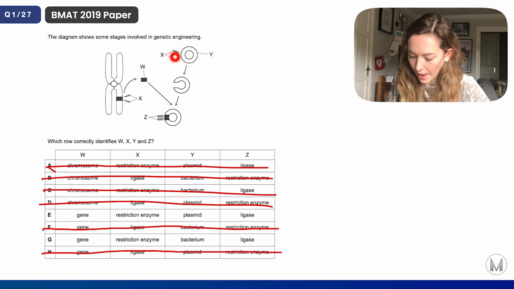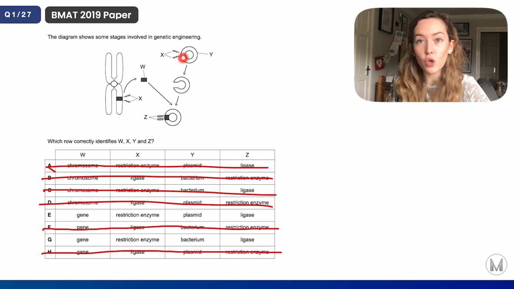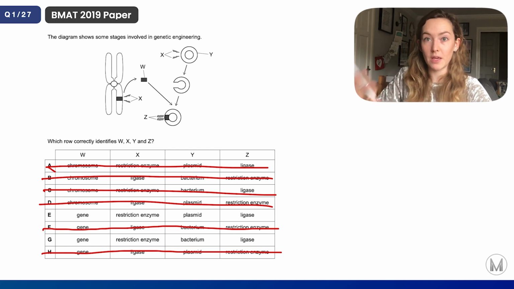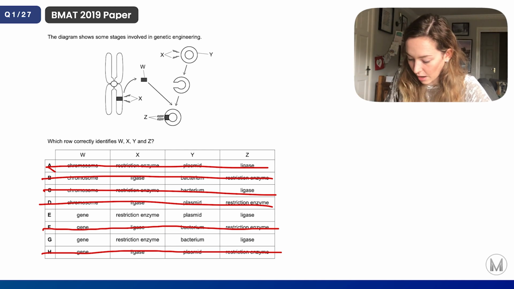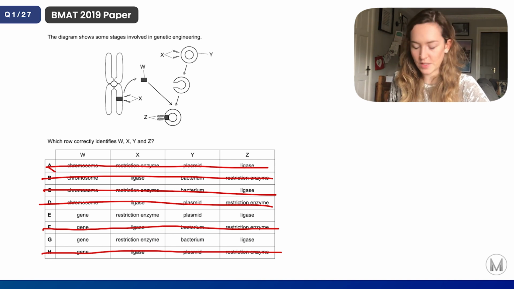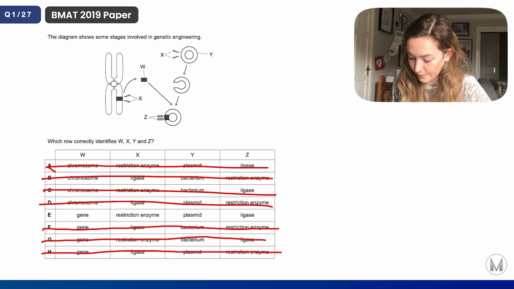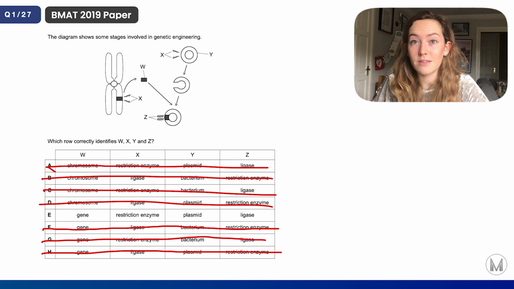So here with Y, I can see I've got a circular unit here. Now that is going to be a plasmid. A plasmid is a circular piece of bacterium, and we're cutting a bit away from it. So I can tell it's not the bacterium itself, it's found within the bacterium. So I'm going to get rid of G. So E is my answer.